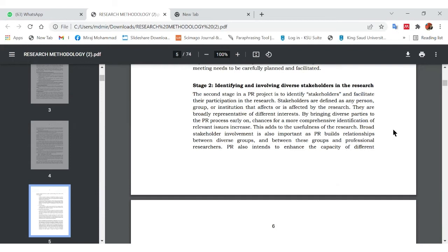And who are the stakeholders? Stakeholders are defined as any person. It can be a person, it can be a group, it can be an institution that affects or is affected by the research.